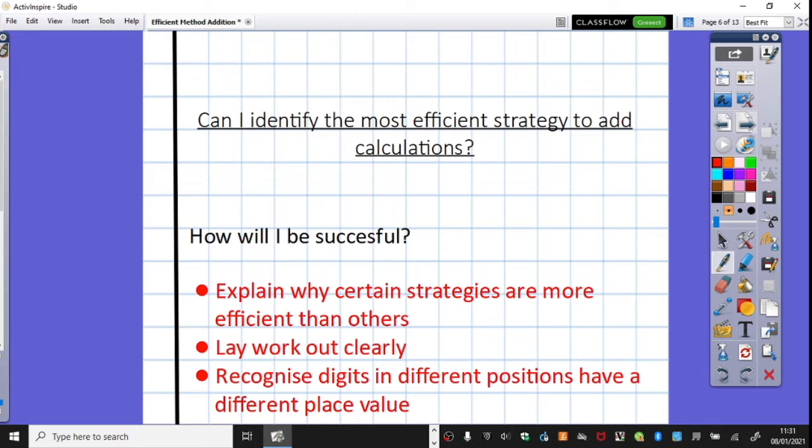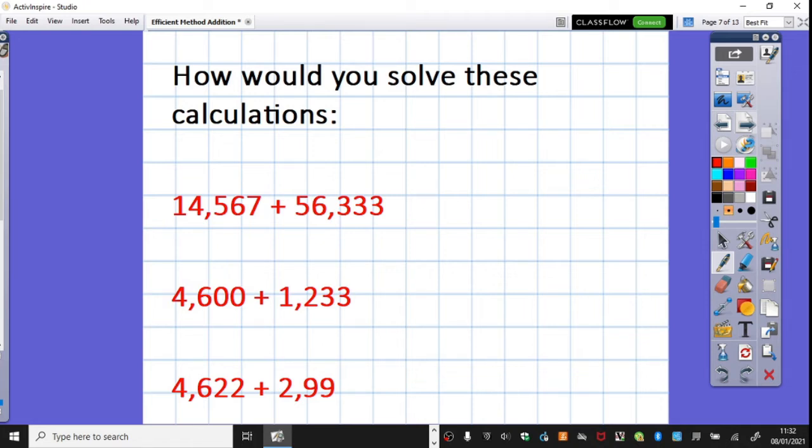Okay, so today then we are going to be moving on from looking at our column method from yesterday to exploring what is the most efficient strategy, because we all tend to home in on using a column method whenever we're asked to add, but we've already seen over the past couple of weeks that there are some other strategies that sometimes work better depending on what the numbers are. So how will you be successful today? We're going to need to explain why certain strategies are better, quicker and more efficient than others, lay your work out clearly, and once again recognise that digits in different positions have a different value, and that's of real importance today.